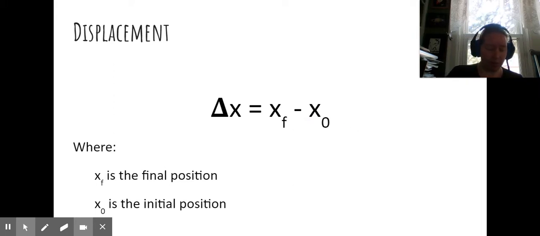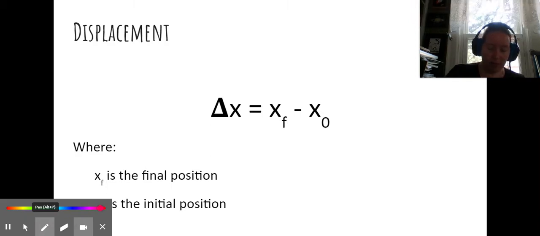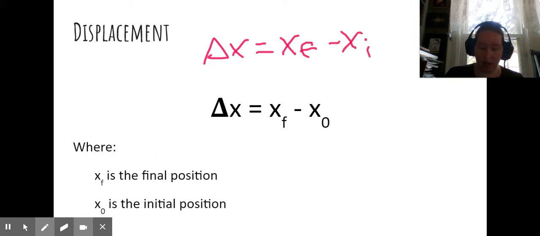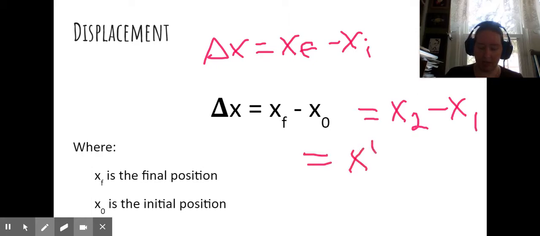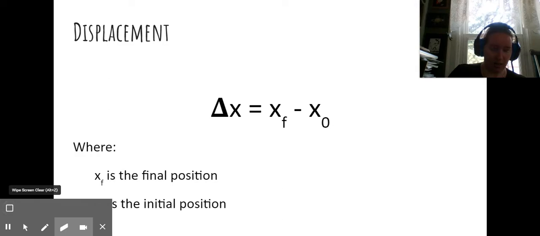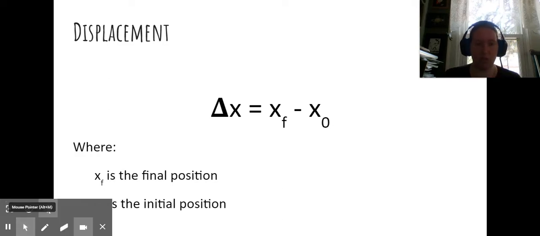And sometimes you'll see people draw this differently. Sometimes you might see delta x is equal to x sub f minus x sub i for initial. Sometimes you'll see x sub 2 minus x sub 1. And my calculus class people, you might see something like x prime minus x. So there are all sorts of different ways of representing this that you may see. Okay, we're going to erase that and then go back to the pointer.